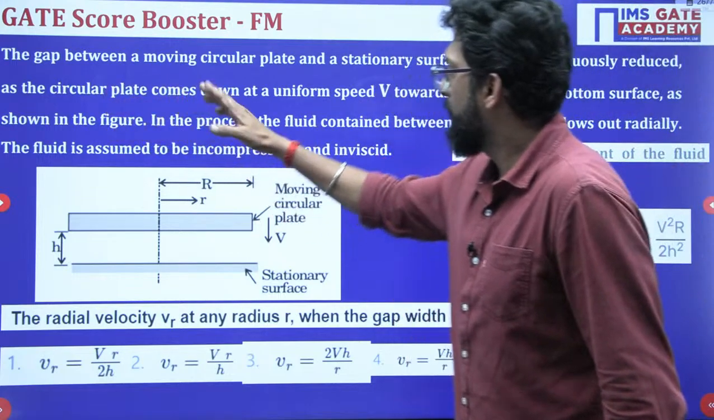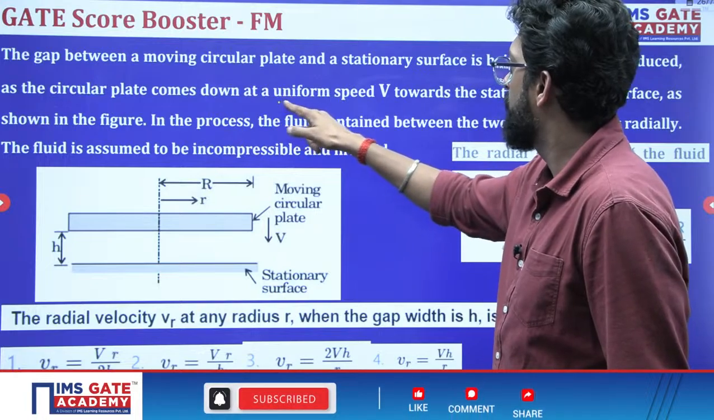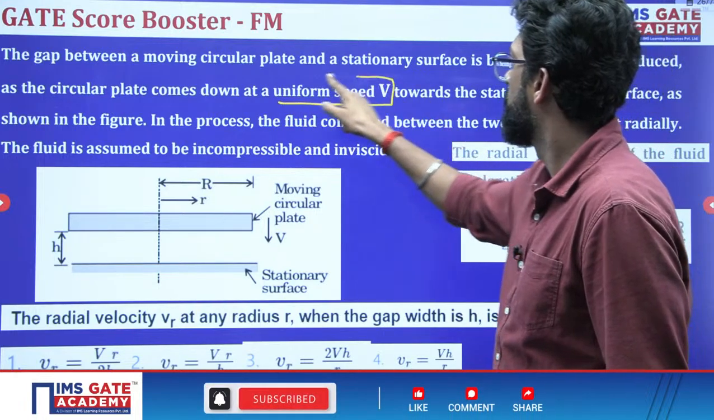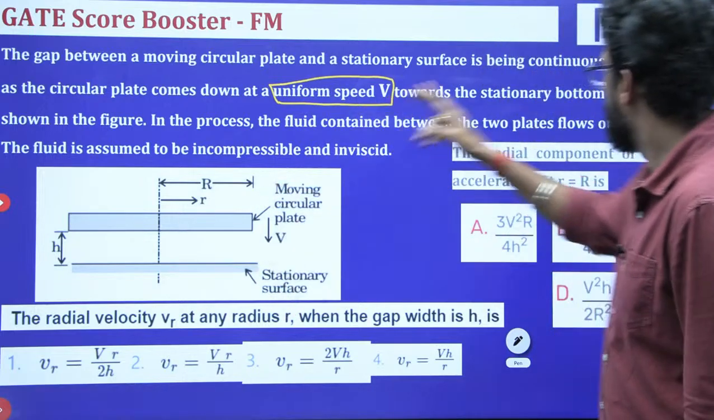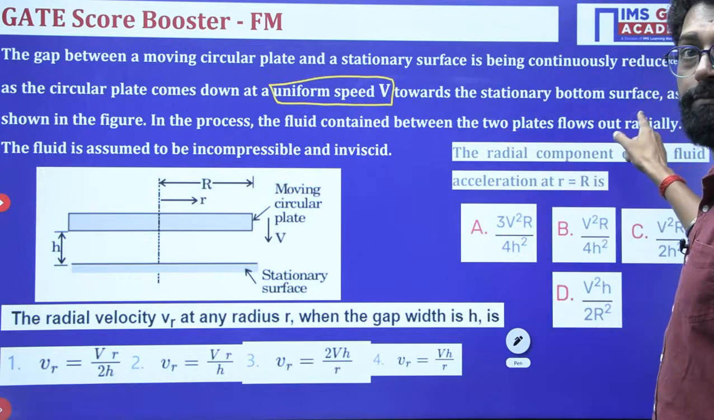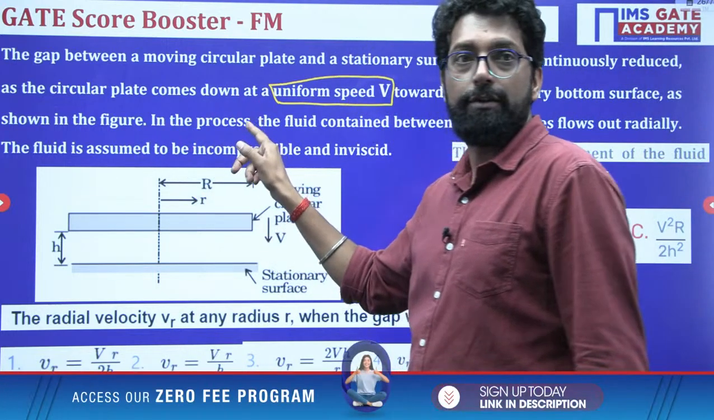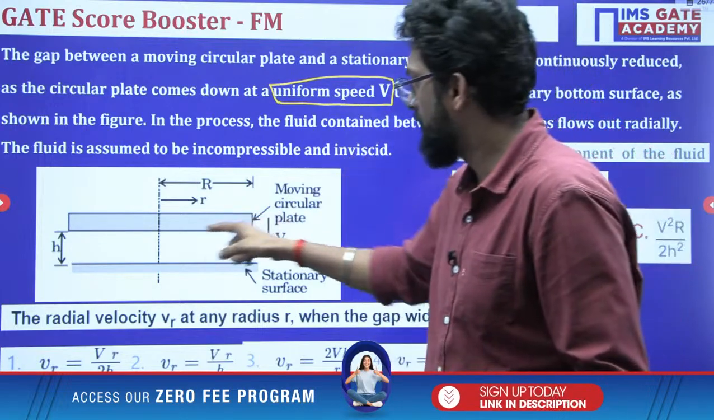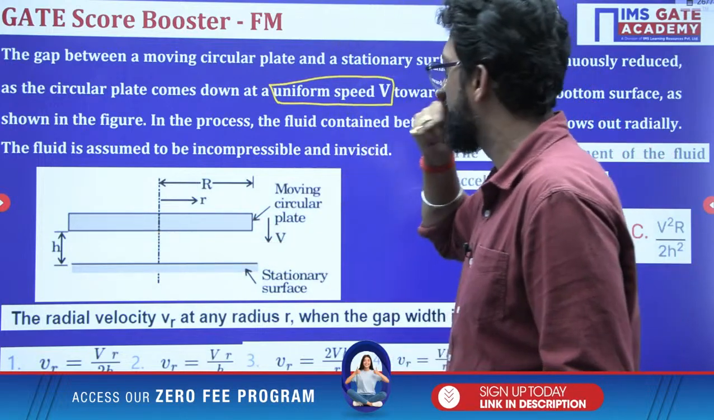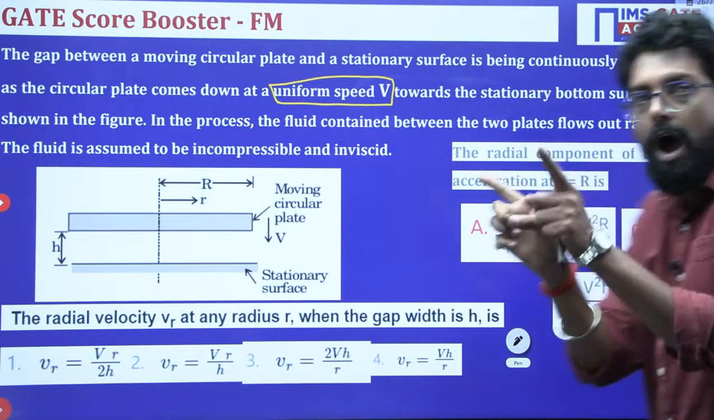As the circular plate comes down with a uniform velocity towards the stationary bottom surface, as shown in the figure. In this process, while moving the upper plate to the lower plate, there is a fluid sandwich between them, and the fluid content within the two plates flows outward radially.